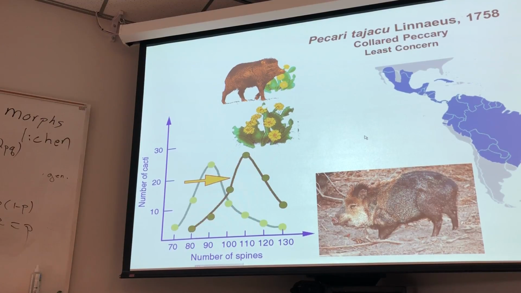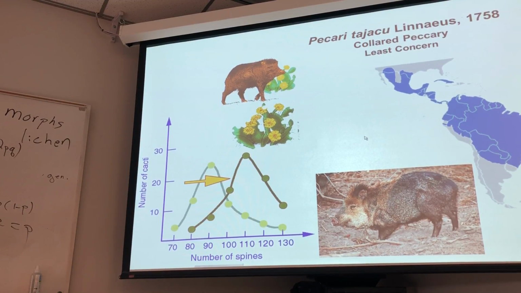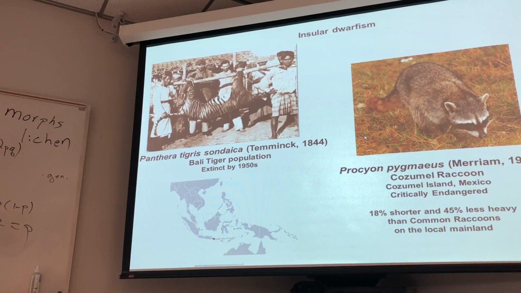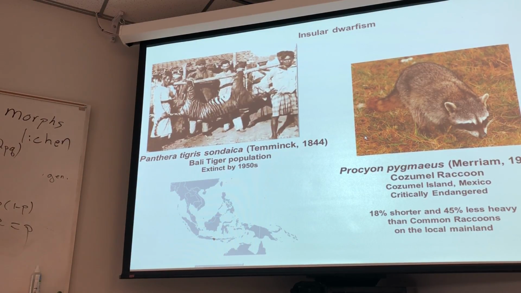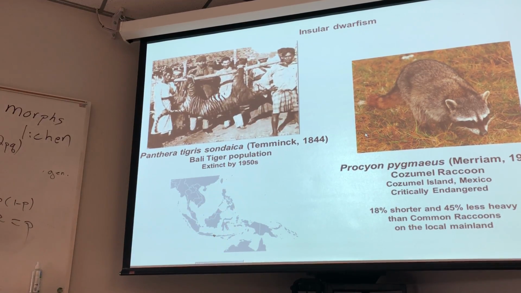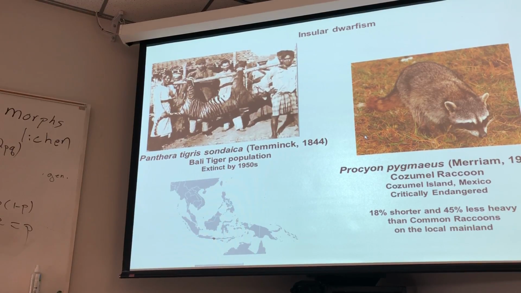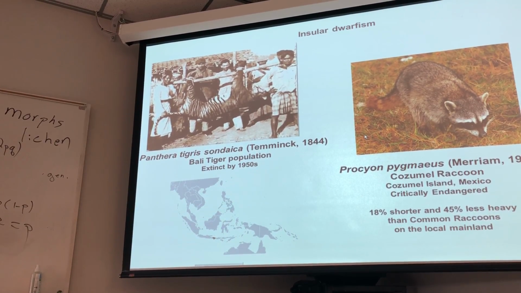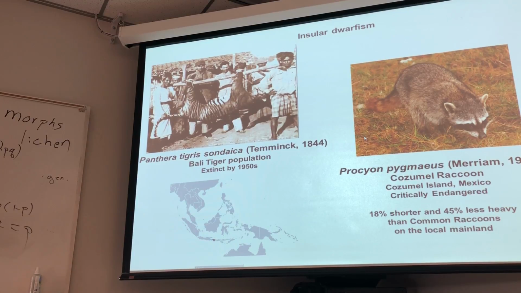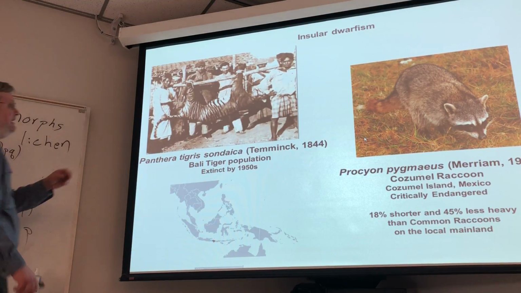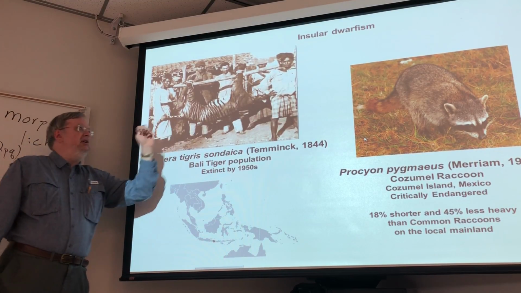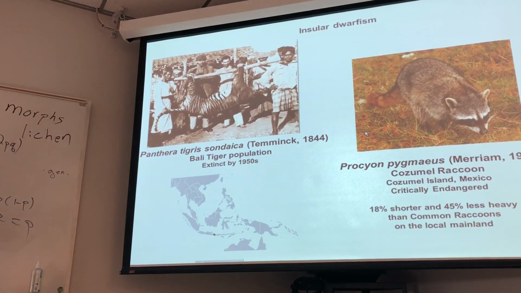It's also a non-scientific name, peccary tajaku. Insular dwarfism is a directional selection. This is the evolution of smaller size in some islands. By the way, if you happen to be one of those people following it on the PowerPoints, I changed today, because they've changed the subspecies of the Bali tiger last December. But at any rate, this is the Bali tiger population, the smallest tigers known.